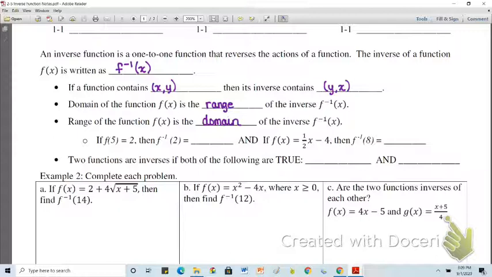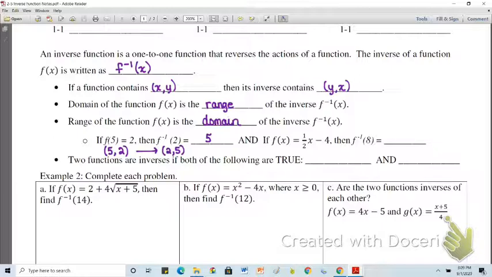Now, if f of 5 equals 2, that is really the point (5, 2). If (5, 2) is a point of the original function, then I know the inverse would have the point (2, 5), because I'm just flipping it. So f to the negative 1 of 2 equals 5.